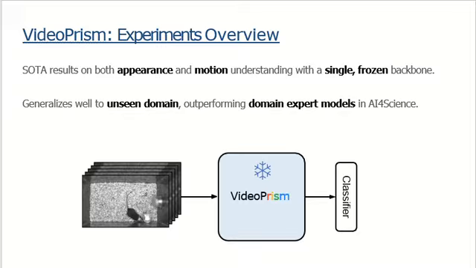This shows strong domain generalization, which is especially valuable in areas like biology, neuroscience, and ecology, where collecting and labeling task specific video data is both expensive and time consuming.